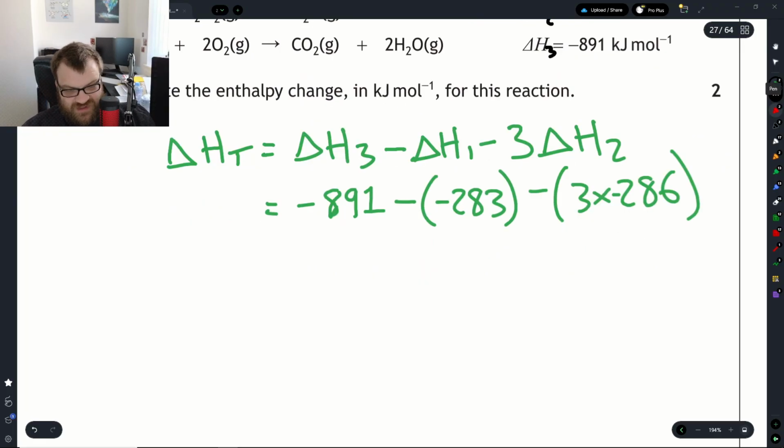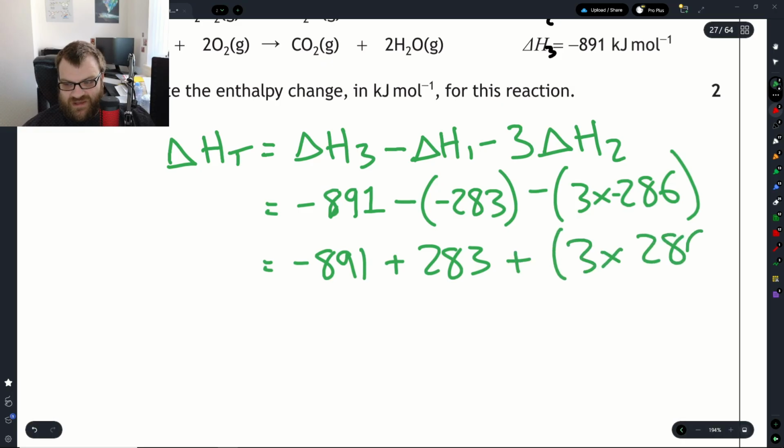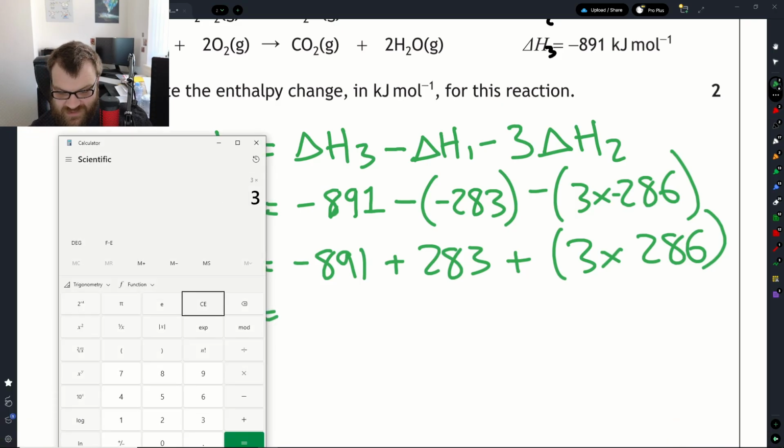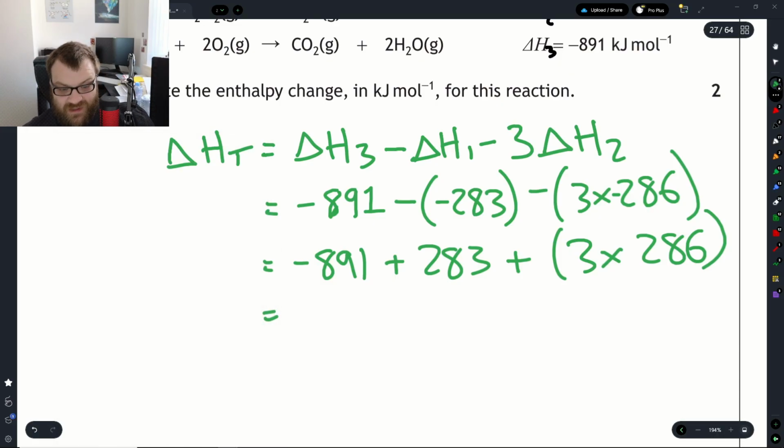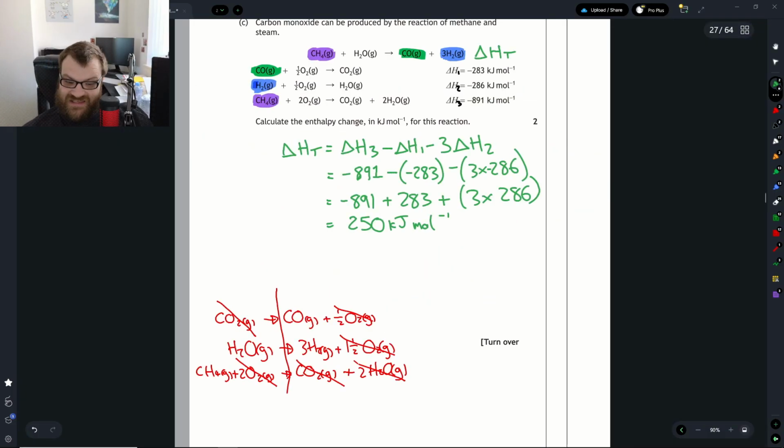If you wanted to deal with the signs, we could say that minus 891 stays the same, and minus minus is going to be plus 283, and minus is going to be plus 3 times 286. Just use lots of brackets in your calculator. You could do that as well. I'm going to do 3 times 286 first on that calculator, plus the 283 minus 891. And that gives us a value of 250. It's going to be 250 in kilojoules per mole.